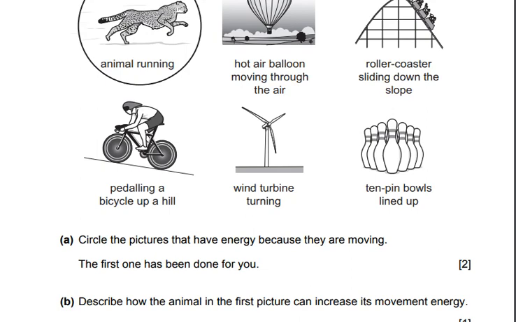So second one, hot air balloon moving through the air. Yeah, tick it. We need to tick the hot air balloon. Also we need to tick the roller coaster because it's also moving, and we need to tick this person pedaling a bicycle up a hill, also correct. And we need also to tick the wind turbine turning because it's moving and it has energy. We just leave the last one, we don't tick it.